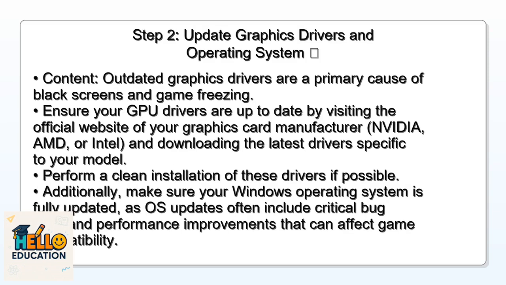Step two: update graphics drivers and operating system. Outdated graphics drivers are a primary cause of black screens and game freezing. Ensure your graphics drivers are up to date by visiting the official website of your graphics card manufacturer, NVIDIA, AMD or Intel, and downloading the latest drivers specific to your model. Perform a clean installation of these drivers. If possible, additionally make sure your Windows operating system is fully updated, as those updates often include critical bug fixes and performance improvements that can affect game compatibility.